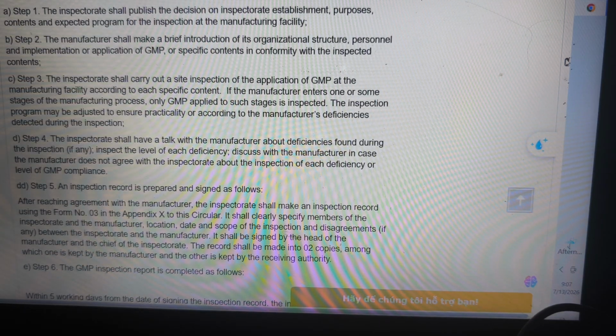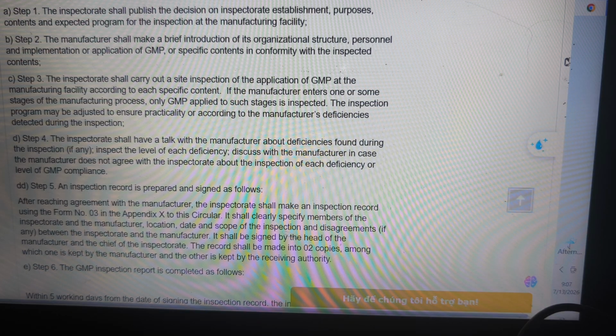Step 1. The inspectorate shall publish the decision on the inspectorate establishment, purposes, and contents, containing the expected program for the inspection at the manufacturer's facility. Step 2. The manufacturer shall make a brief introduction of its organizational structure, personnel, and implementation or application of GMP in conformity with the expected contents.